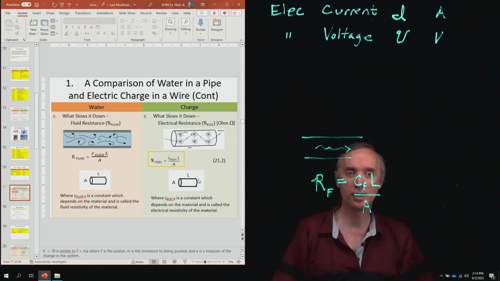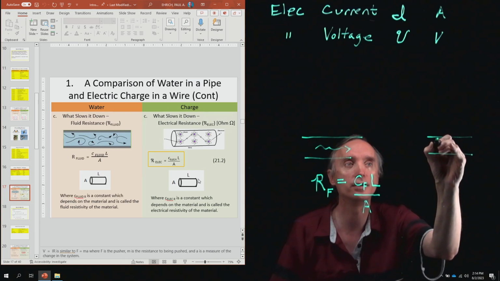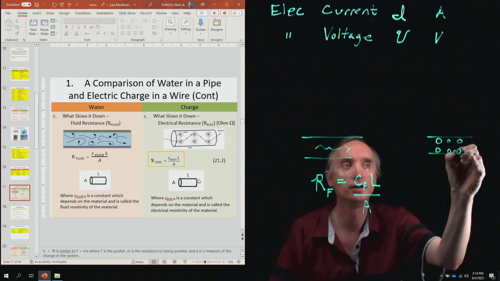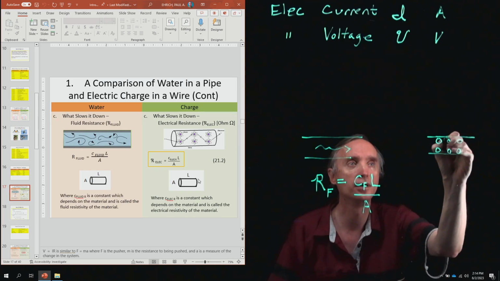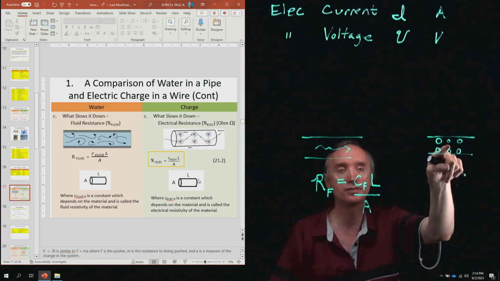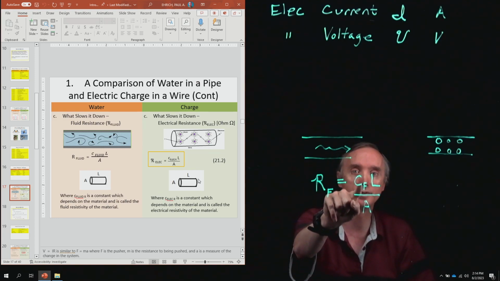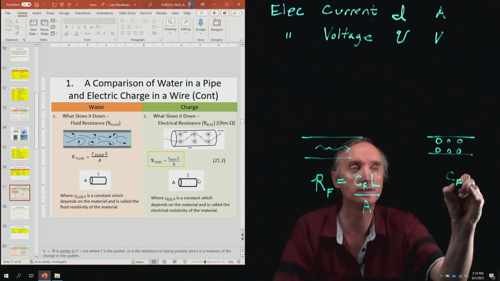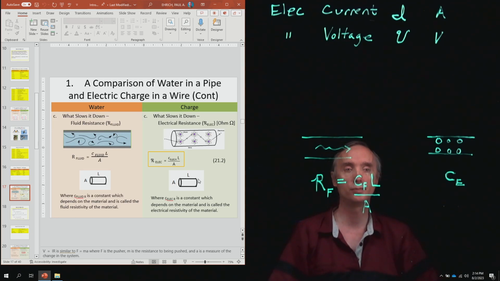We can do the same thing for electricity. Now, in this case, instead of a pipe, you're going to have a wire. And now this wire is going to be made of certain kinds of atoms. So it could be copper, it could be gold, it could be wood. So depending on the material that makes up the wire, it's going to have a certain resistivity. So this was fluid resistivity. Over here, this would be electrical resistivity. So this depends on what the wire is composed of.